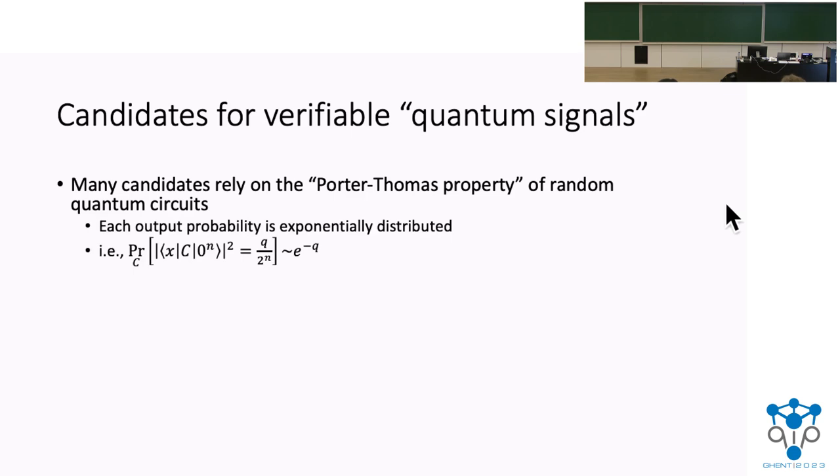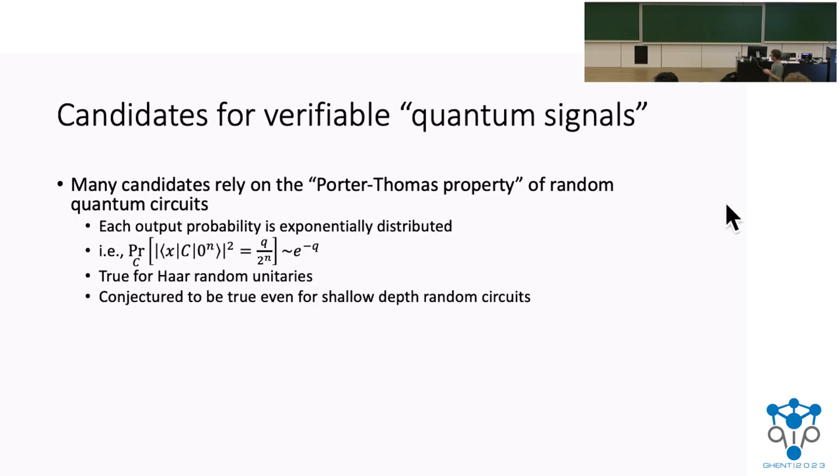What that says is that each output probability is exponentially distributed. Or more formally, if we look at the probability over the choice of random circuit that a fixed outcome probability, like the probability of all zeros, is equal to q over 2^n, that probability scales like e^(-q). That's called the Porter-Thomas property. This is provably true for Haar random unitaries, and what it amounts to there is very simple. If you have a truly Haar random unitary and you ask how each entry is distributed, the answer is Gaussian. And if we take the square of that entry, we end up with an exponential distribution. That's essentially what Porter-Thomas is.